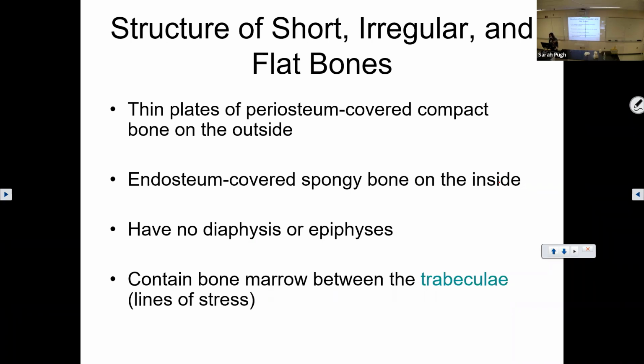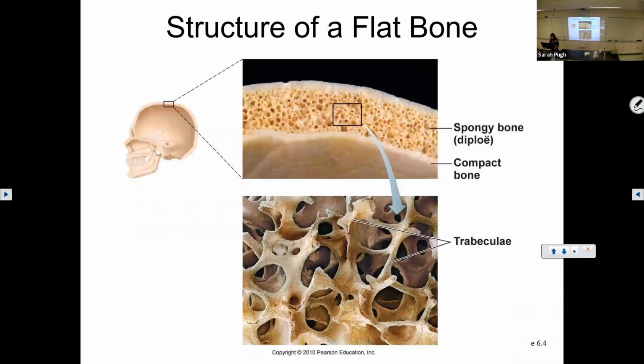So they look different. The structure of short, flat, and irregular bones is they are more like thin plates of bones. They remind me of sandwiches, where the bread of your sandwich would be compact bone, and the inner part of your sandwich is spongy bone. So they look more like a sandwich. Okay, so if we look at this picture, this is looking at a flat bone, it's a skull bone. If you look on top, you can see this plate of compact bone here and here, like the bread of your sandwich. And then in the middle is that spongy bone.